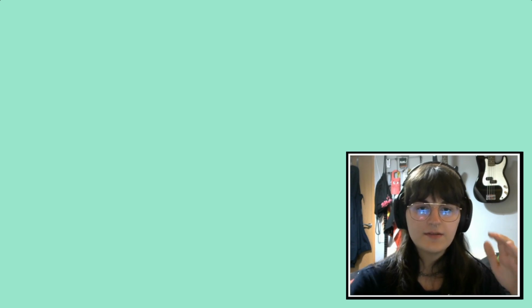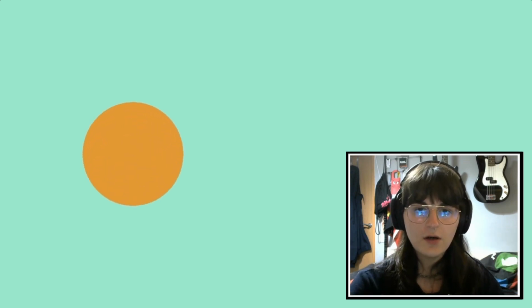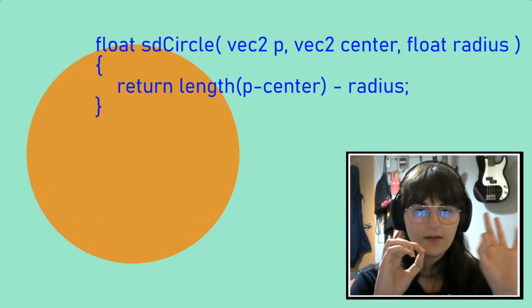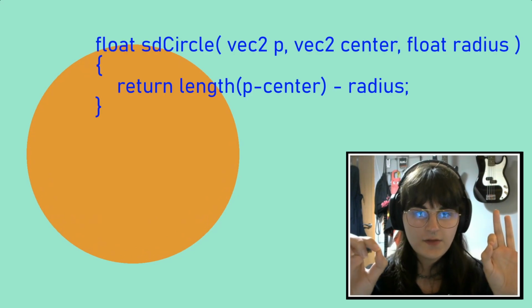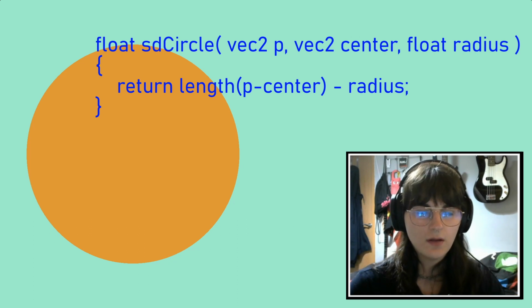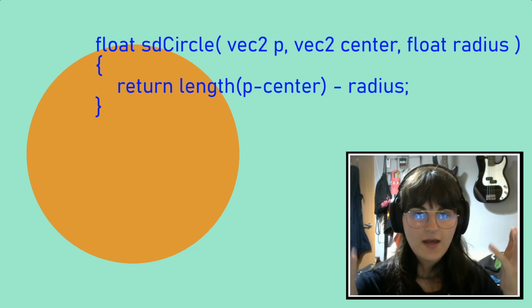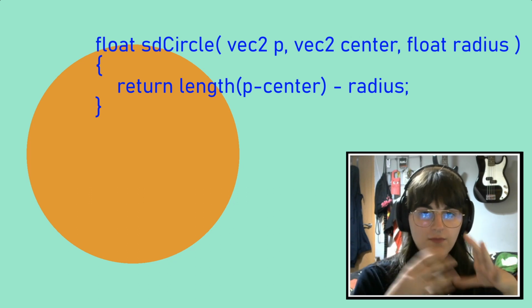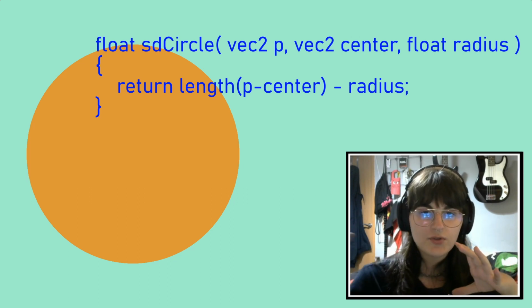But let us look at an example. For example, let's take the signed distance function of a simple circle, which is simply the distance between our point and the center of the circle minus the radius of the circle. It is called a signed distance field because the points inside our surface will have a negative value, while the points outside the surface will have a positive value.